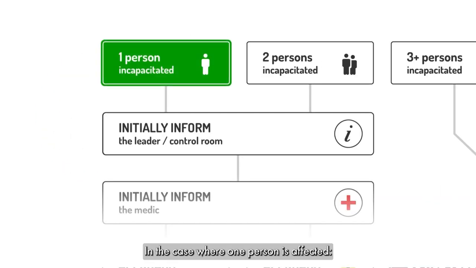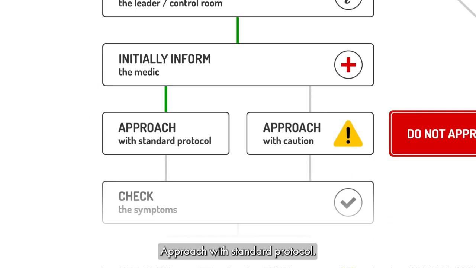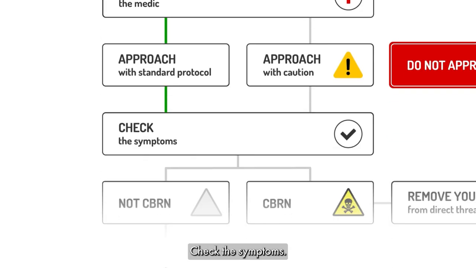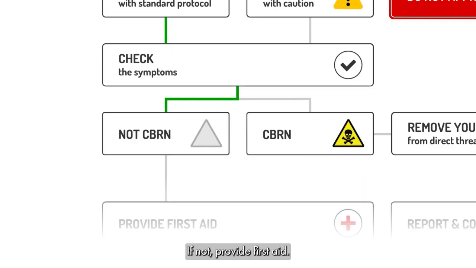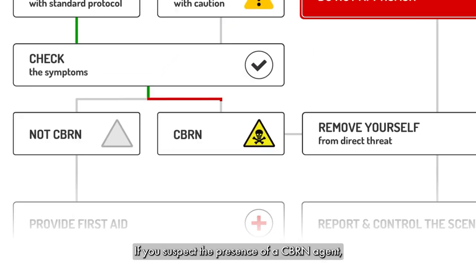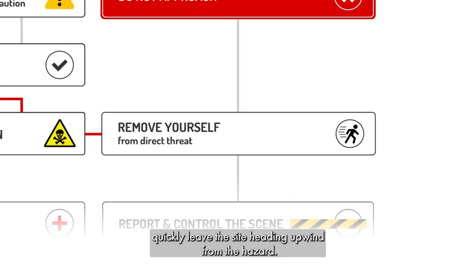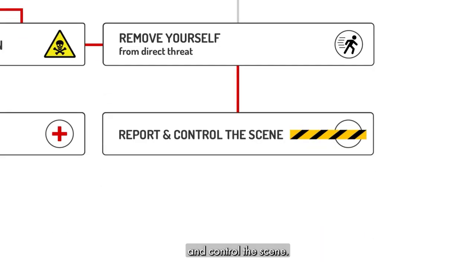In the case where one person is affected, initially inform the leader. Initially inform the medic. Approach with standard protocol. Check the symptoms. Assess whether this is a CBRN incident using the 5S procedure. If not, provide first aid. If you suspect the presence of a CBRN agent, quickly leave the site heading upwind from the hazard. Report the injured to your supervisor using the established protocol and control the scene.